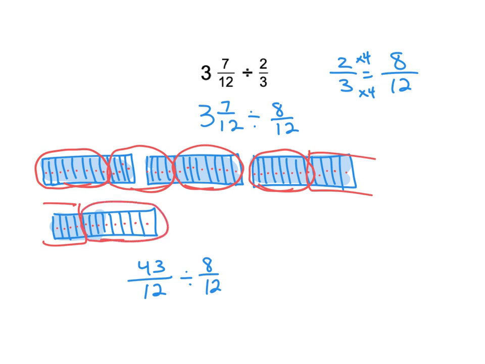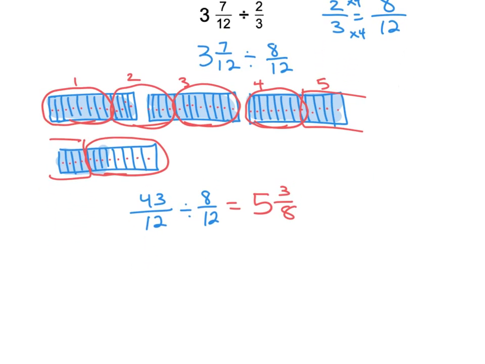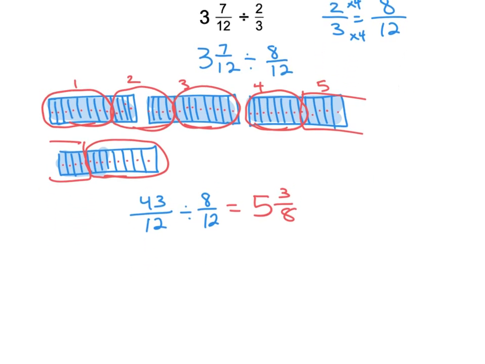Alright, so if I look at those circles that are completely shaded in, I've got 1 group, 2 groups, 3 groups, 4 groups, 5 groups. My last group of 8 is not fully shaded in, only 3 are shaded in, so 3/8. And hopefully that makes sense to us, because again, we have 43 pieces and we're trying to get them into groups of 8, so we're trying to see how many times 8 will go into 43. So that's this, 43 divided by 8. As a mixed number, it looks like this.